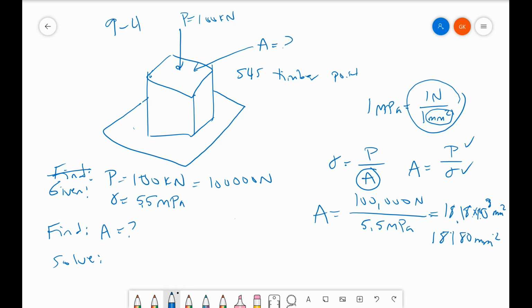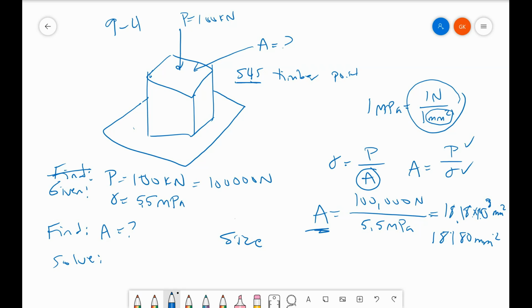Now the problem wasn't super simple actually. It didn't just ask you for the area, it asked you for the size. Because when it says an S4S timber post, it's meaning that there are certain sizes that this can come in. Like think about a 2x4. There's 2x4, there's 2x6, 2x8, 2x10. You don't see 2x5s, 2x7s, 2x9s all the time. So it's trying to say what is the standard size that can actually work here.